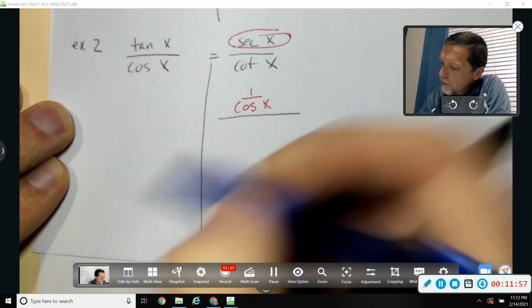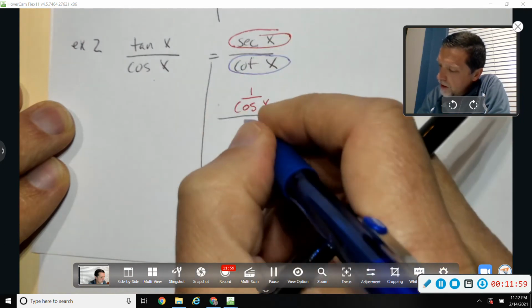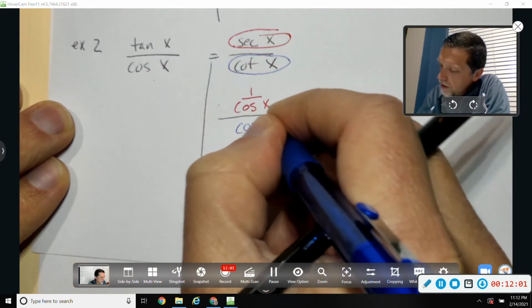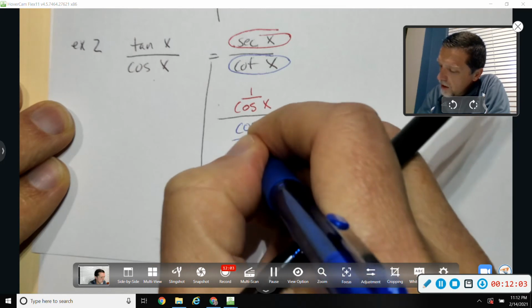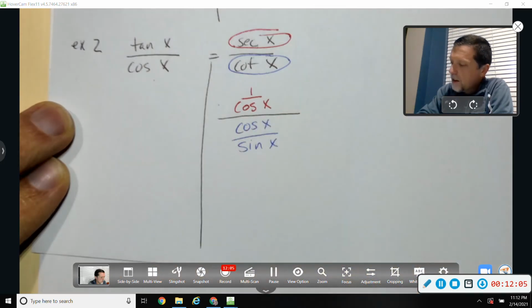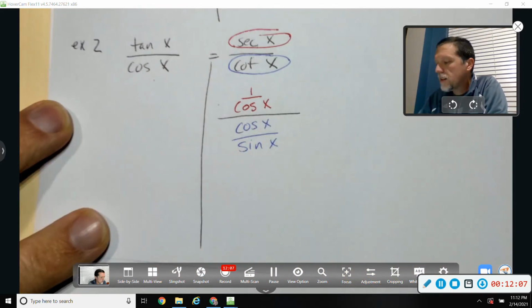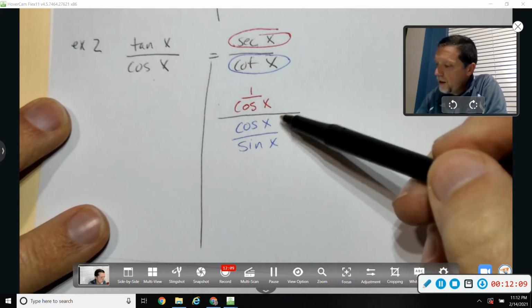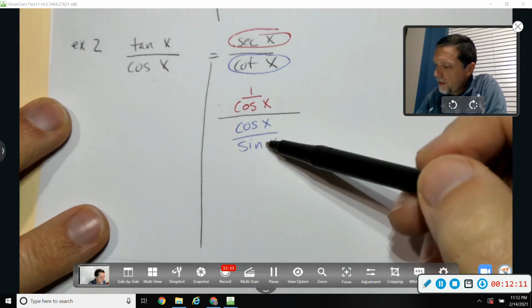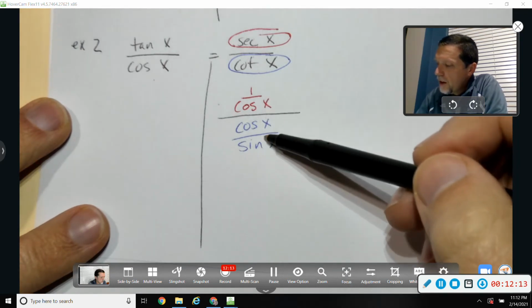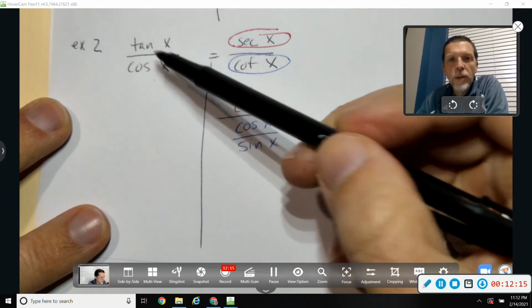And one way to rewrite cotangent is cosine over sine. That's what cotangent is. Okay, well this looks like kind of a mess here. But again, I know the answer. This is what I'm headed toward.